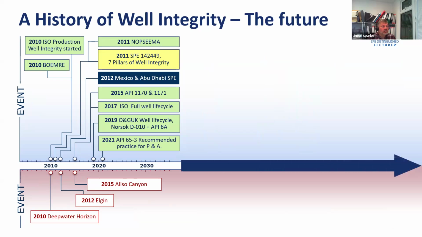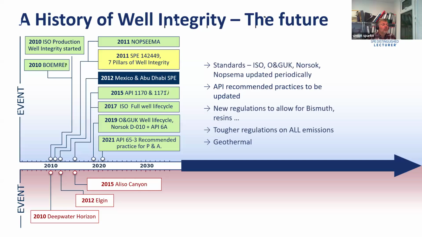Now let's start looking at what else is going to happen in the future. So what do I think is going to happen? Well, we're going to see the ISO standard, Oil and Gas UK, NORSOK, NOKEMA being updated periodically. And I'm very pleased to say that colleagues in Aberdeen have recently submitted the latest updates to the ISO standard. We've seen that the API are updating their recommended practices. There are going to be regulations coming out that allow for better understanding of bismuth in resins. We're going to have tougher regulations on all emissions. There's a lot going on in that environment.